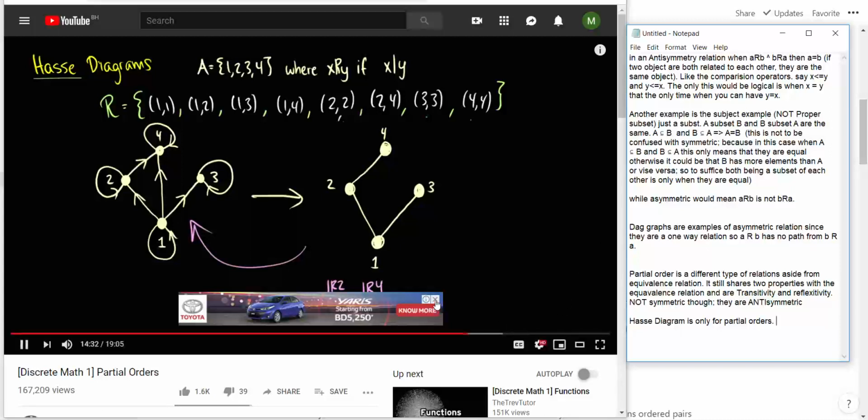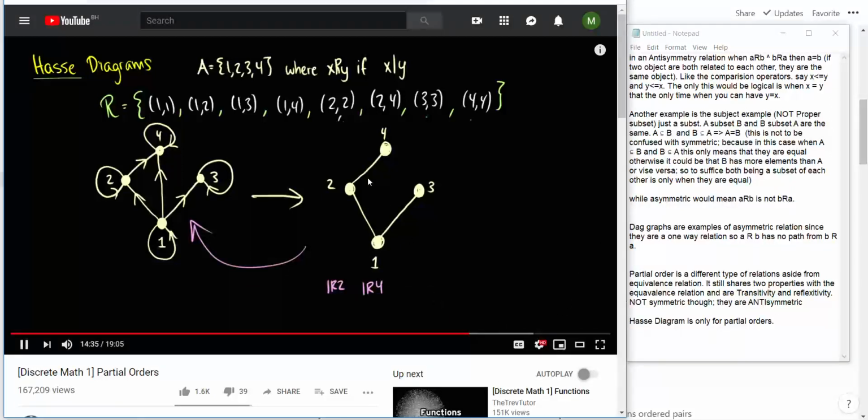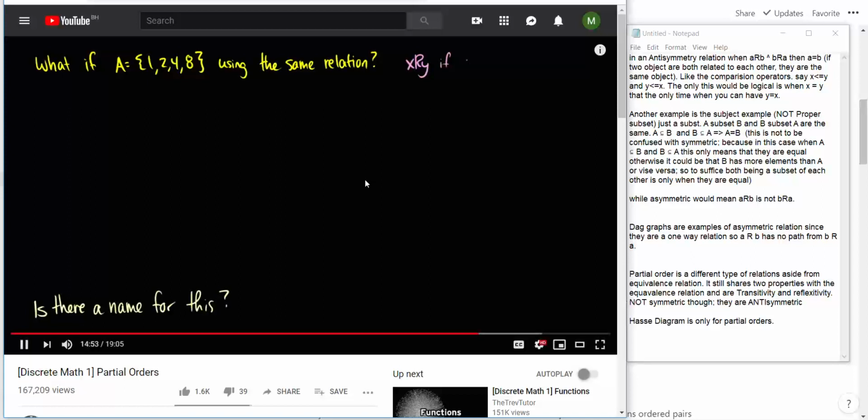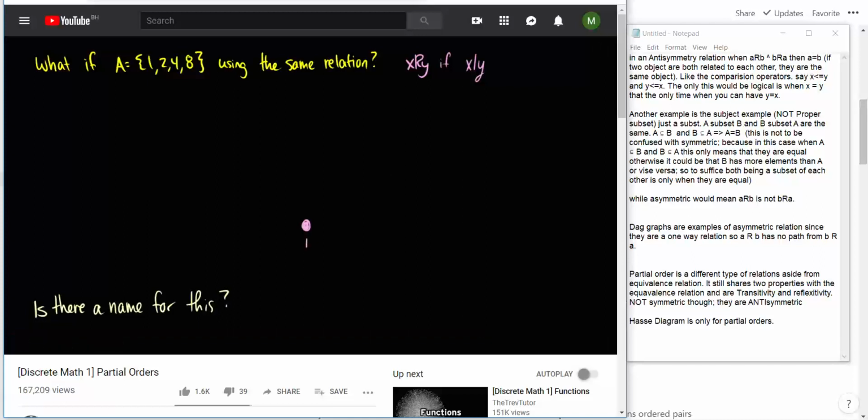It's kind of nice to look at. It's a little bit cleaner. Eliminating arrows is always a nice thing to do. So there's a very interesting type of Hasse diagram, and I'm going to demonstrate it with this set. If A is 1, 2, 4, and 8, and we're going to use the same relation that x R y if x divides y. So what's interesting about this? Well, 1 divides 2, 1 divides 4, 1 divides 8. 2 divides 4, 2 divides 8, 4 divides 8. And of course they're all reflexive, we know that.